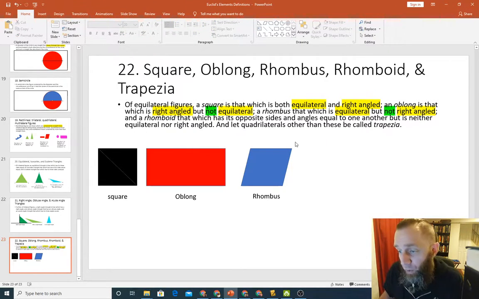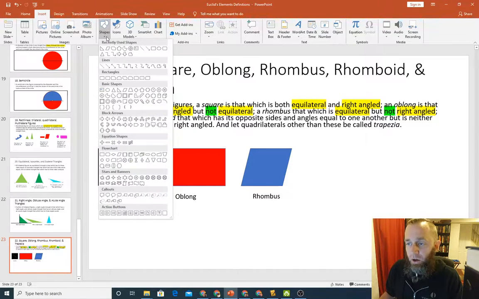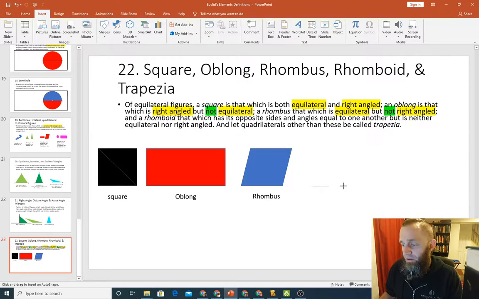And next up is the rhomboid, which has its opposite sides and angles equal to one another, but is neither equilateral nor right angled. So opposite sides need to be equal to each other, but it can't be equilateral and it can't be right angled. I'm not even sure if I can make one properly here, but let's do our best. I'm definitely going to need my free draw tool on this one. So we're making a rhomboid. So we need this angle. There we go. So there's a line. So far, so good. Its opposite sides and angles need to be equal to each other. So I'm going to do another line here. And it can't be right angled and it can't be equilateral. So it's not right angled now.